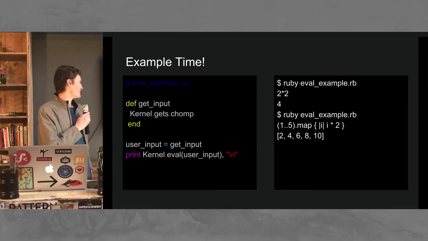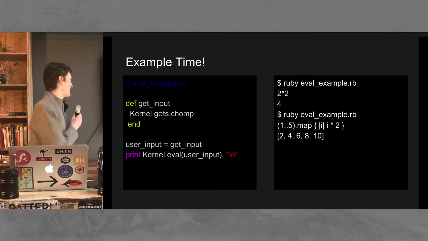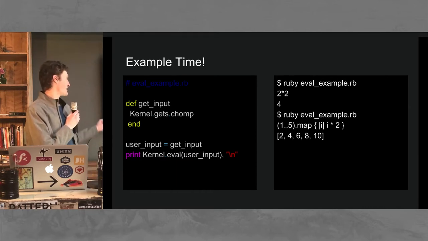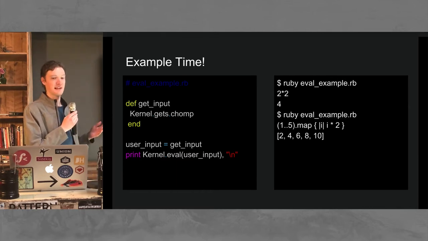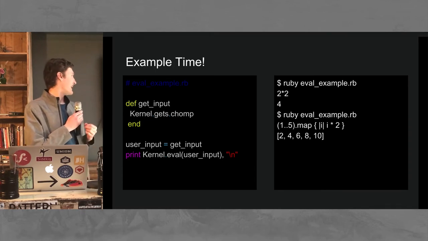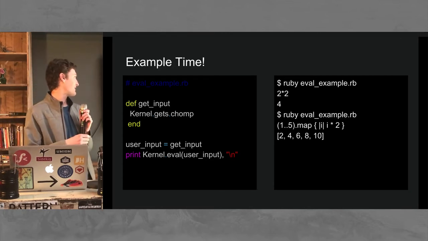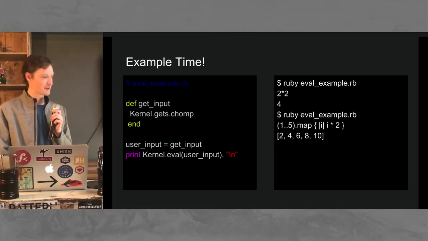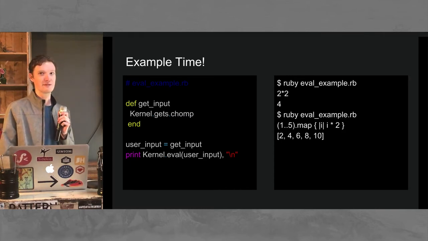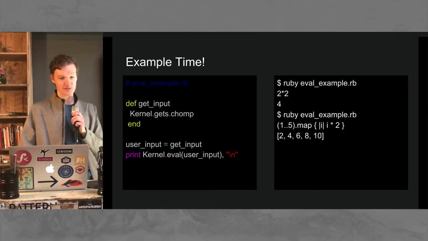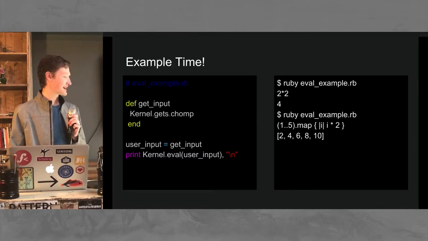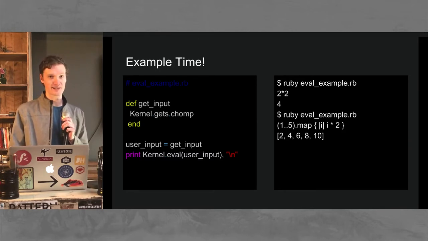So on the right side of the screen, I just typed in 2 times 2, and it spits out 4, which is correct, I believe. And then just a little more Ruby specific, I use the range and map to calculate the first 5 squares. No, first 5. Multiply the first 5 numbers times 2. So yeah, that's actually super easy, much easier than I expected.